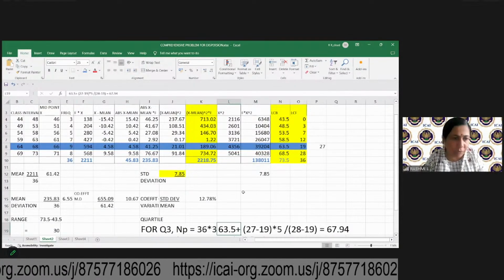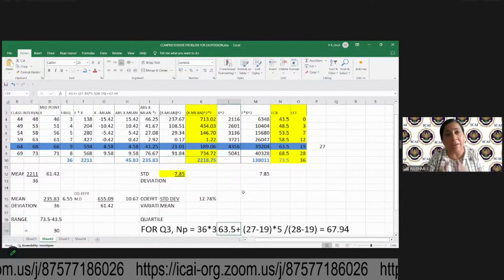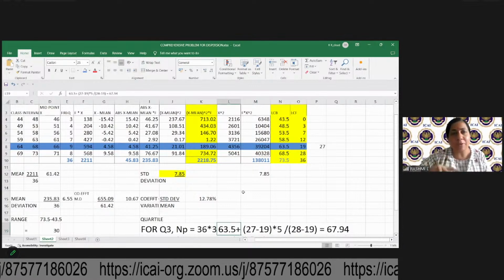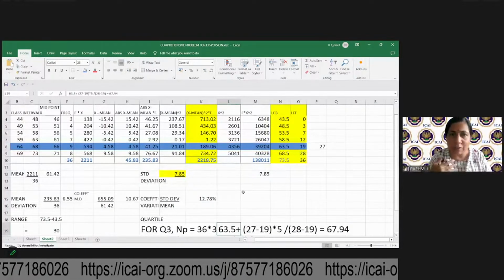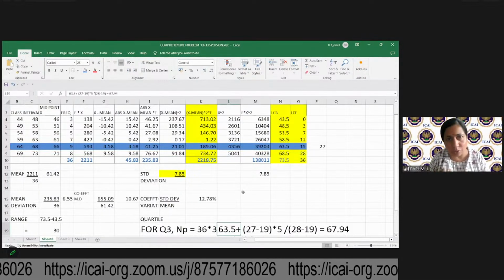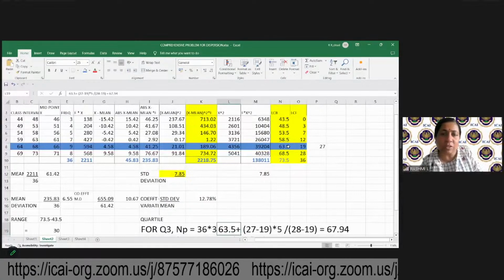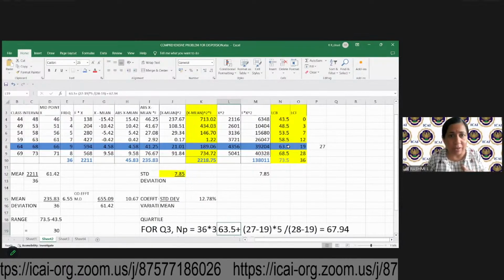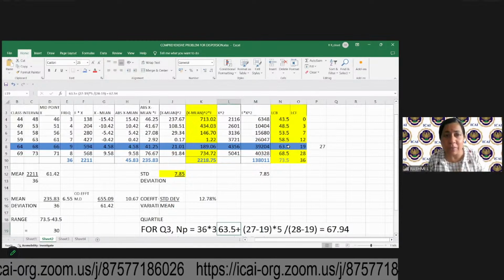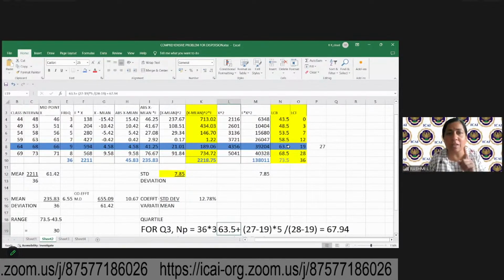You remember the formula, I hope. Don't get confused. That is L1 plus NP minus NL upon NU minus NL. What are we trying to find out? Here we are trying to find out a quartile. Which quartile? Q3. So what I have got is this. 63.5 is the L1. Now what is NP? NP here will be equal to 36 into 3 by 4.